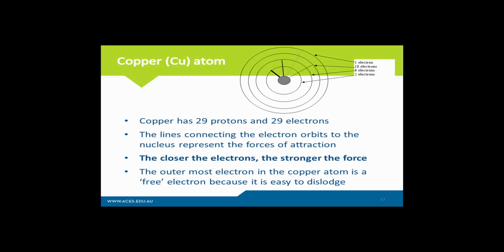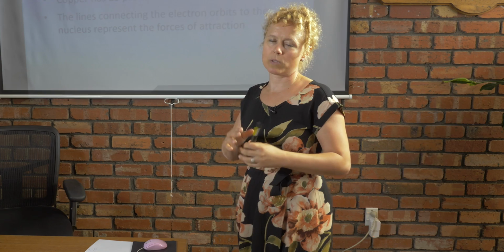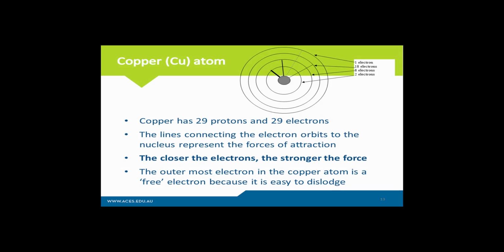So electrons in the outer orbits are much more likely to be given away by that atom than, of course, electrons closer to the nucleus. So the closer the electrons, the stronger the force.